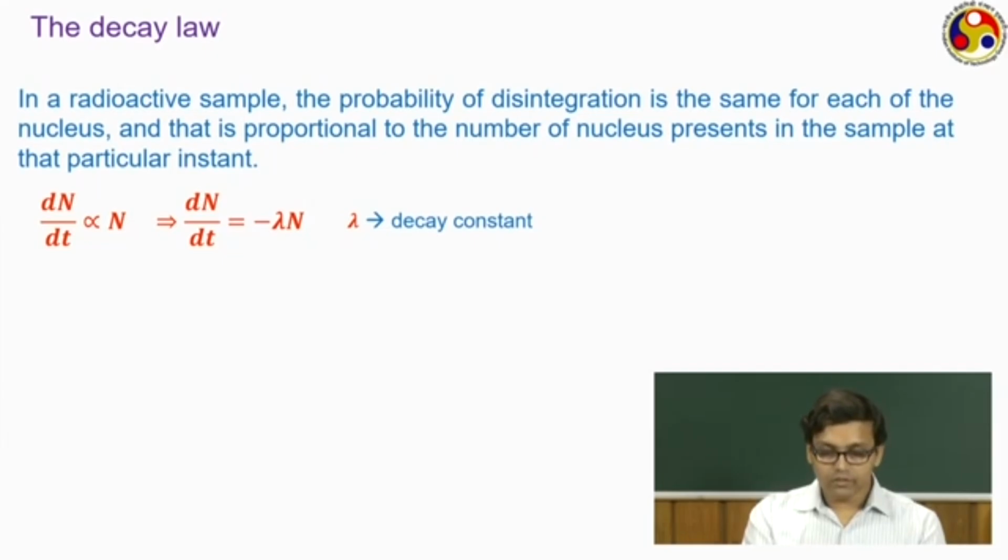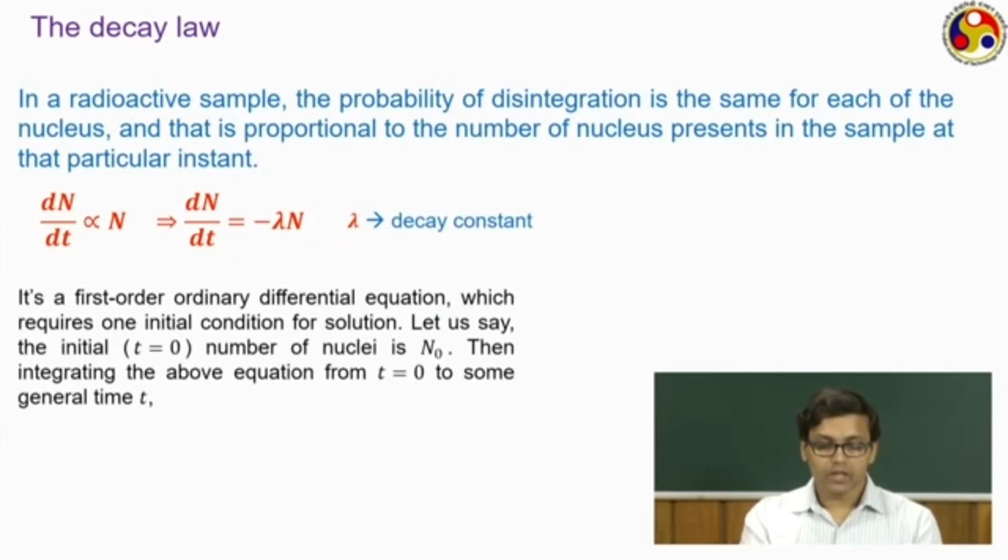So, it is a very straightforward relationship if we have an idea about this decay constant lambda. This is a first order ordinary differential equation from a mathematics point of view, and to solve this we need one initial condition. Let us assume the initial number of nuclei is equal to N naught, or N0, at time t equal to 0.